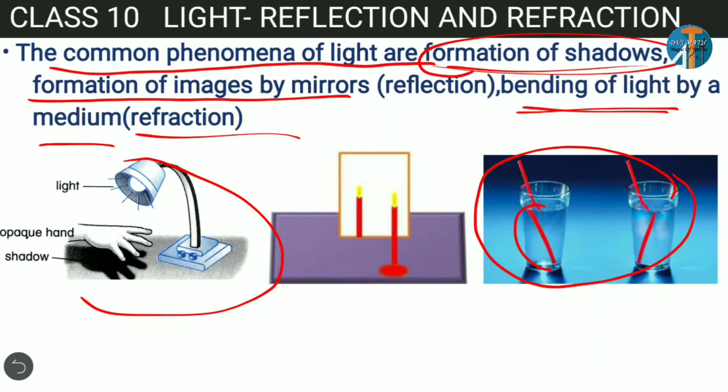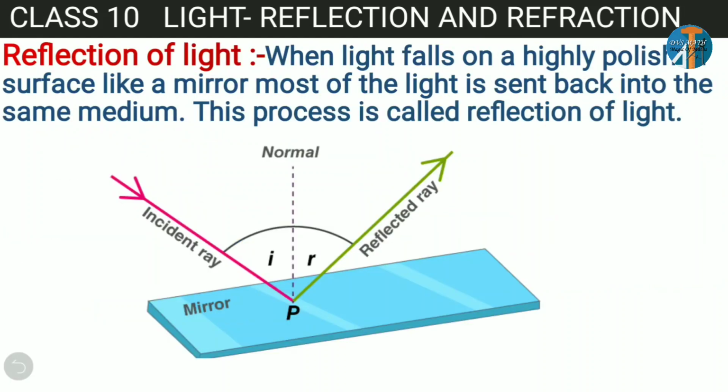So let us begin. First is reflection of light. What do you mean by reflection of light? Here you can see the mirror. Usually, reflection means the main object we are considering is a mirror. So when light falls on a highly polished surface like a mirror.